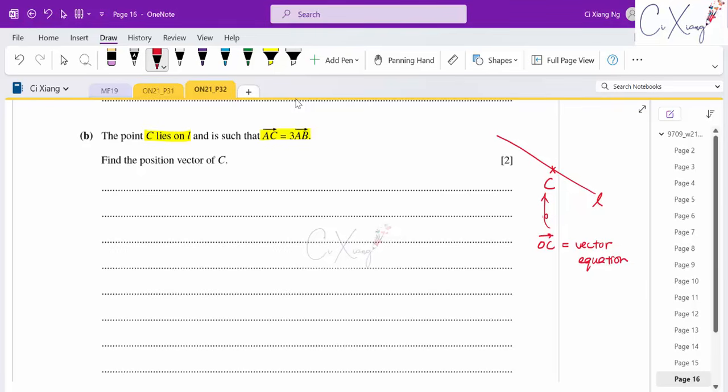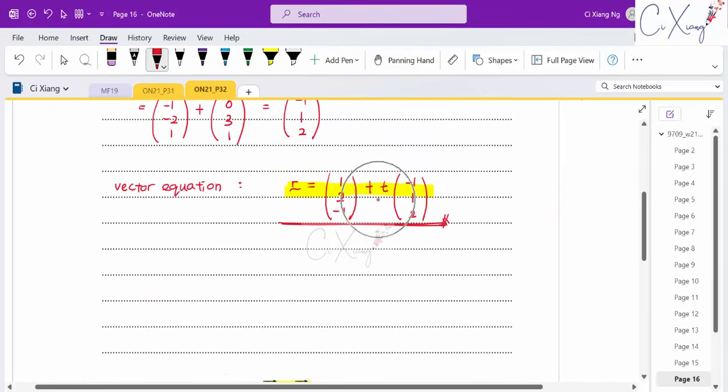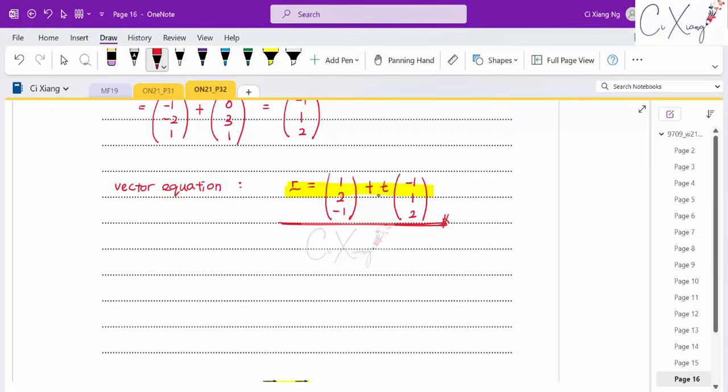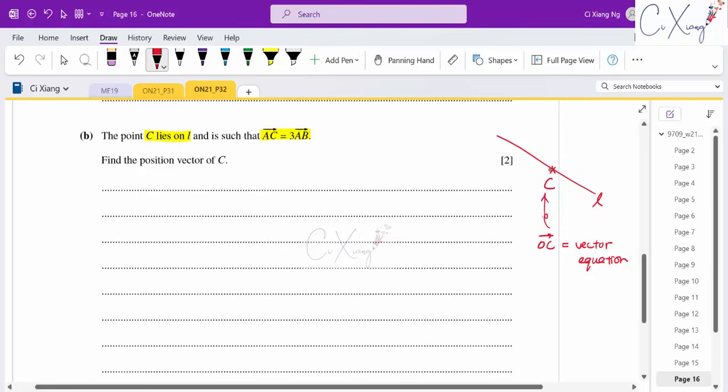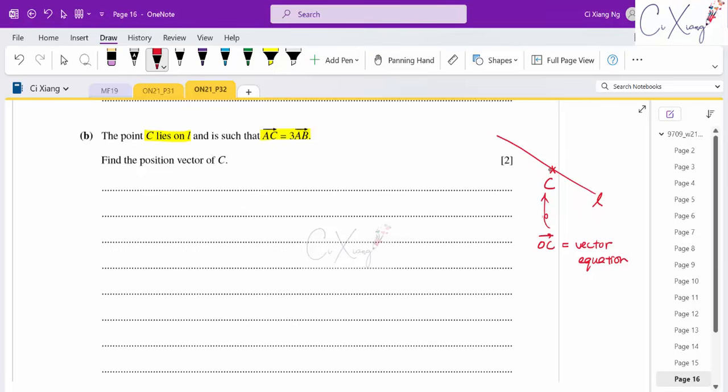It is because of, since the C lies on the line L, right, if you substitute any value inside the vector equation, as example like T, if I substitute one particular value inside this vector equation, then the vector that I get is actually the position vector of the point that lies on the line L. So this is a small knowledge that you need to know before you can continue with the question.